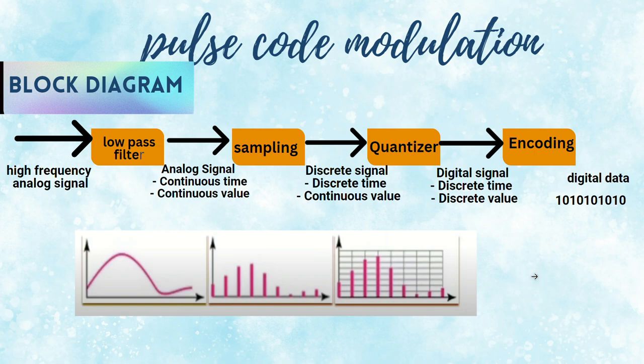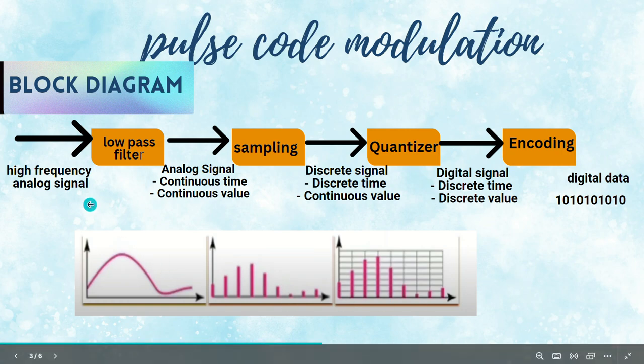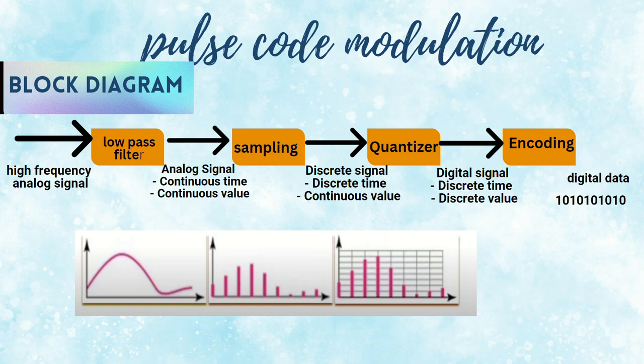Now this is the block diagram of pulse code modulation. Now we can see that a high frequency analog signal has to pass through the low pass filter, and it then becomes an analog signal which contains continuous time and continuous value, and this input will be given to sampling, so we will have a sampled input.